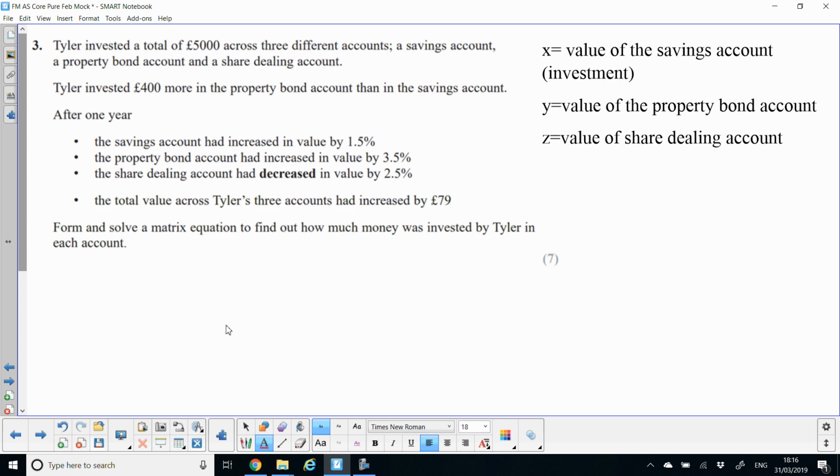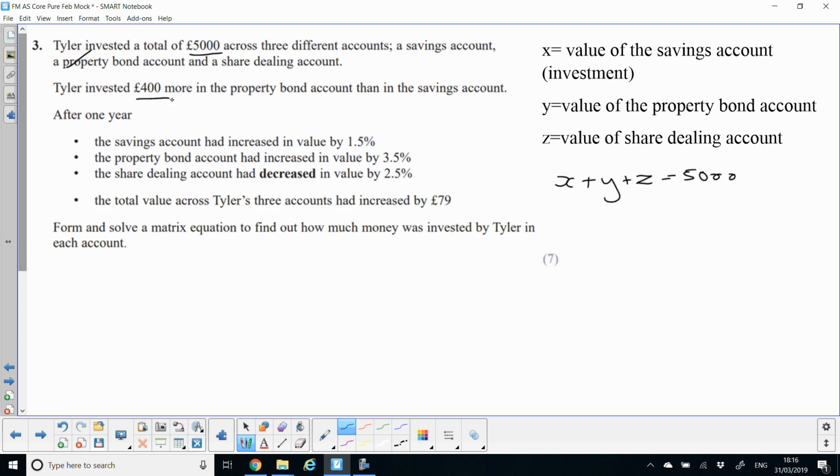Right, then we've got to turn all the information we've been given into some equations. That's the easiest thing to do first, and then write our matrix. So he invested a total of 5,000. That means the value of all of ours added up needs to be 5,000. Use that piece of information.